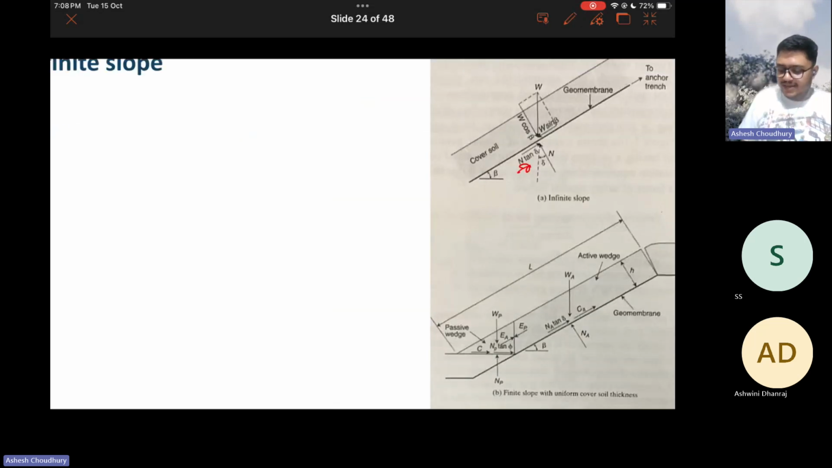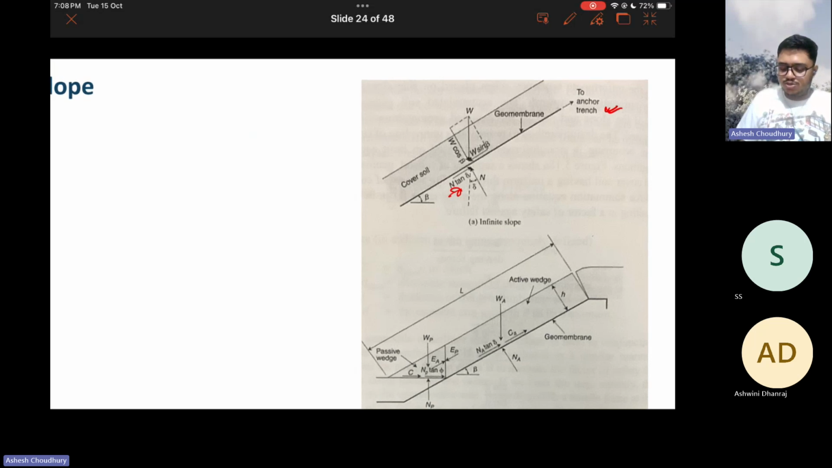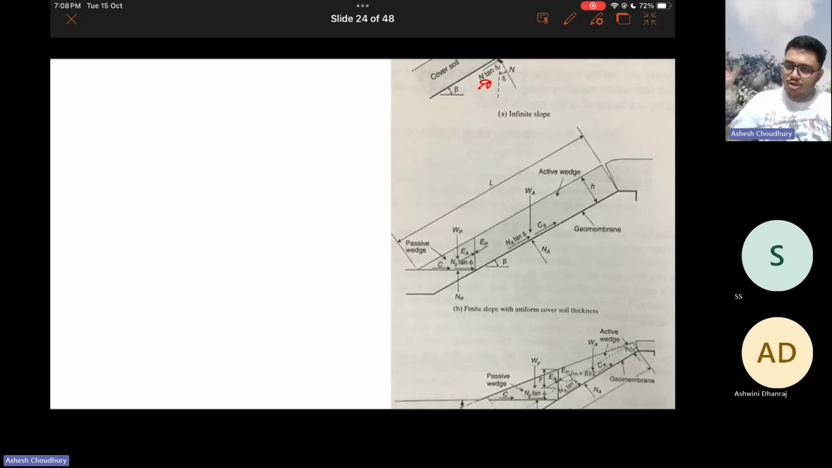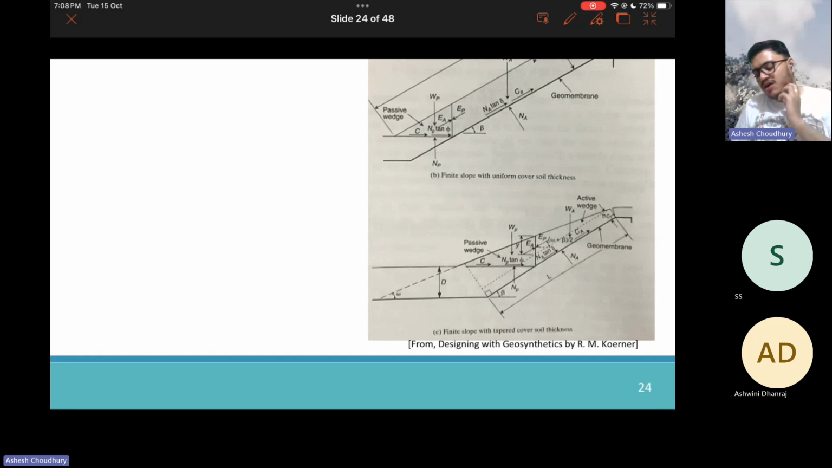So we have a finite slope here, and the infinite slope here. So you have a large slope and you have a geomembrane placed. In that case, what will be the factor of safety? Now you have a finite small slope where you have placed the geomembrane, and over the geomembrane you have a soil cover of a certain uniform thickness. In that case, what will be the factor of safety? And again, if the soil cover is tapered, in that case, what will be the factor of safety?